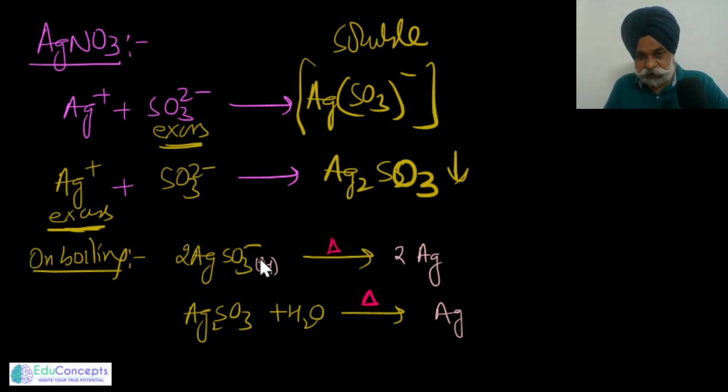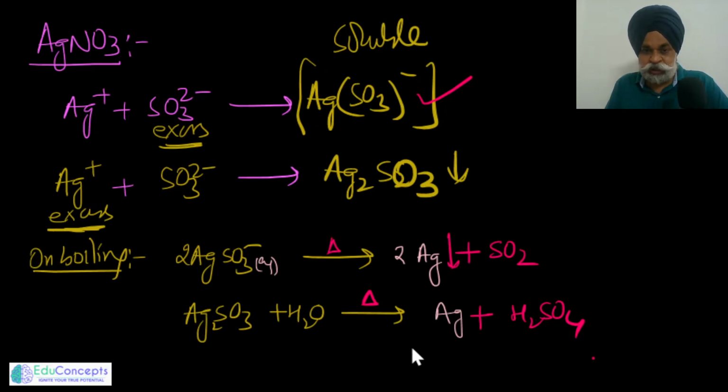So in the first case, if you take this soluble salt and just heat it, it would evolve SO2 gas along with silver. Silver gets precipitated, and along with it you would get SO2. Here, in this case, you would get silver along with H2SO4. So this again is a very important viewpoint to keep in mind. Okay, and if I move further, here you also would get sulfate ion along with it.